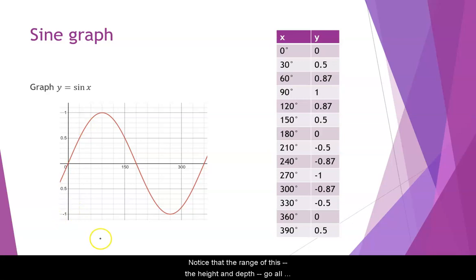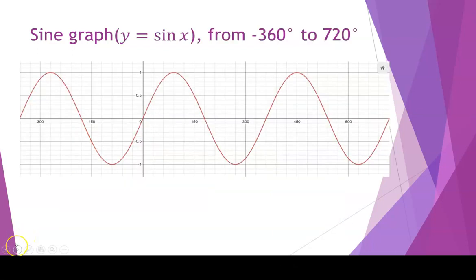Notice that the range of this, the height and depth, go all the way up to +1 and all the way down to -1. I also notice that this graph hits the x-axis a few times. This point right here is at 180 degrees, and this point right here is at 360 degrees, looking at our scale. But this is not all. We can actually continue this on. This is the graph of y equals the sine of x, ranging from -360 degrees to 720 degrees.